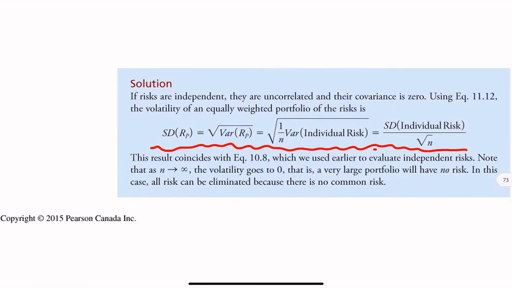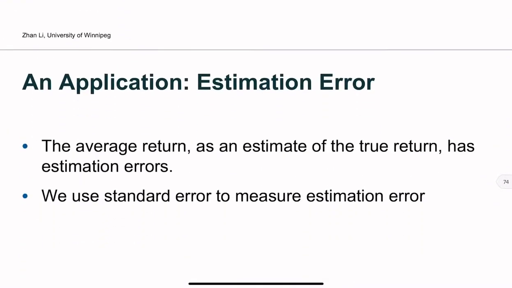Well, what does this tell you? Again, it says if you have these uncorrelated independent returns, as you increase the number n, you can see that the standard deviation of the portfolio will decrease, right? So you could benefit from this very nice diversification benefit as you increase the number of stocks in your portfolio. Okay.